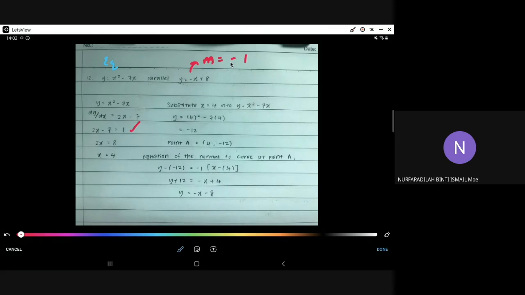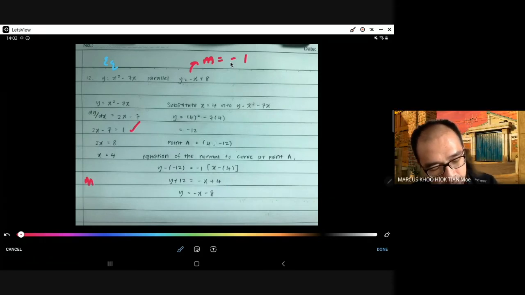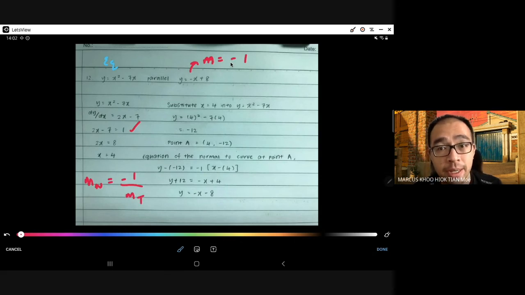I forgot. Okay, so I usually like to use this: the normal gradient equals negative 1 over the tangent gradient. But the idea is there and it's very good. This is an excellent question. Usually they will give you a line that is parallel to the tangent. But here they say the normal is parallel, so they're already giving you the normal gradient. And I think Farah hit the nail on the head very correctly. She said the normal's gradient is negative 1 because it's parallel, therefore the gradient of the tangent is 1.